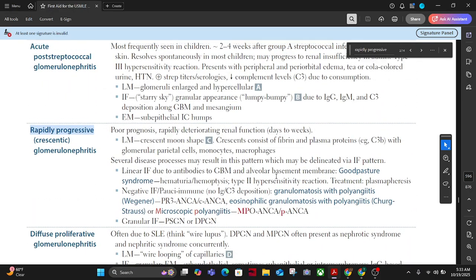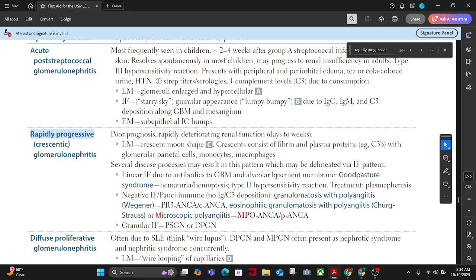Like slits in the glomerulus. So I always get mixed up between acute post-streptococcal glomerulonephritis and the rapidly progressive glomerulonephritis. There's a huge difference. On light microscopy in RPGN, you see crescent moon shape. So basically, it looks like a slit in the moon. You know how the moon becomes a slit? It looks like that on light microscopy. Like the glomerulus looks like there are little moon slits in it.